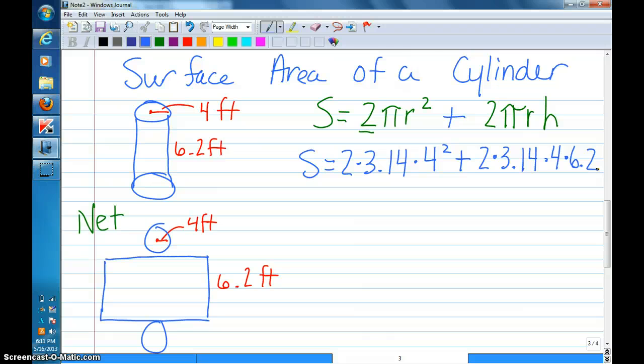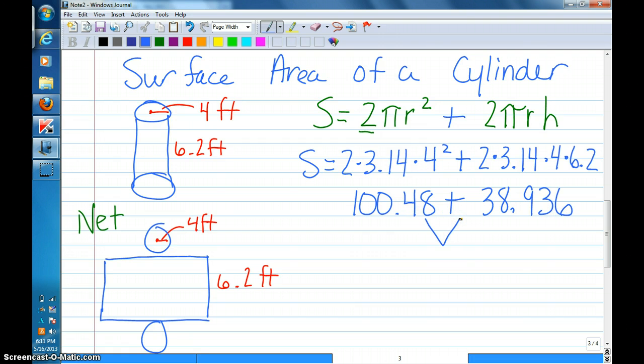So I'm going to do the left one first. Remember to do order of operations. So 4 times 4 is 16. I'm going to type in times 3.14 times 2. So for this one, and I'm not going to round until the very end, I got 100.48. Go ahead, it's all multiplication, so I can type it all in my calculator at once. For this side, I got 38.936. And my last step is to just go ahead and add the 2 up.